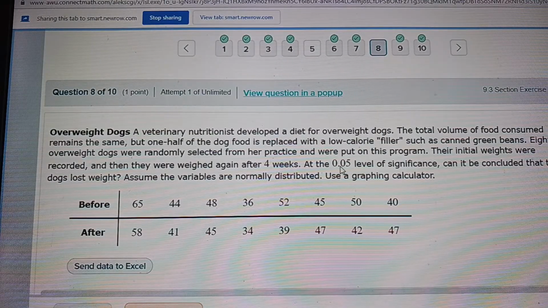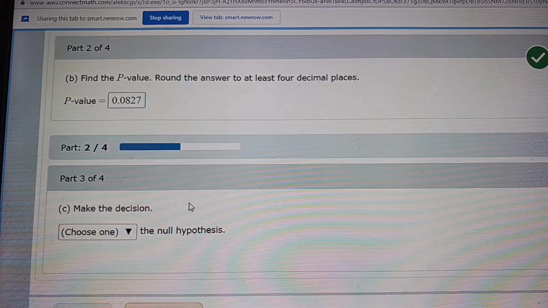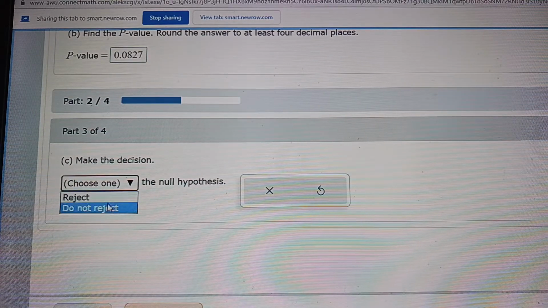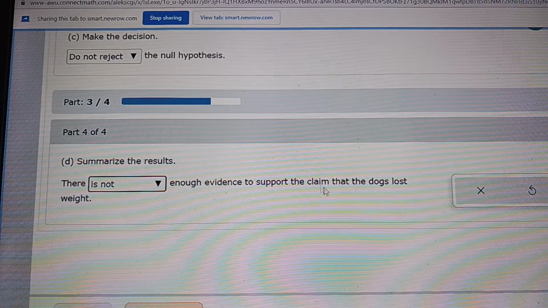So alpha's 0.05. Make that 0500. 827 is greater than 500. Now our p-value is greater than alpha. So it's not less, it's not low. The null does not have to go. Do not reject the null. There is not enough evidence to support the claim.